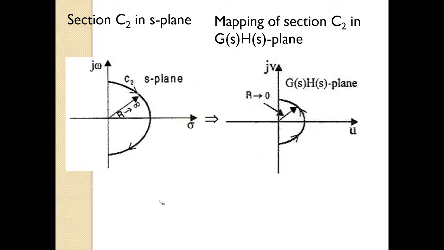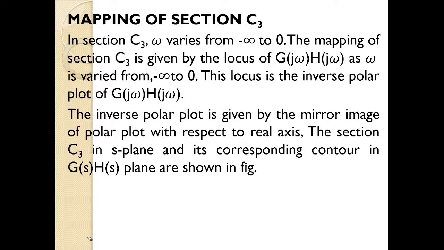Okay, now let us go to the mapping of section C3. The easiest part in the Nyquist contour is always the mapping of section C3. Why? Because it is the mirror image of section C1. In section C1, omega varies from 0 to plus infinity, whereas in section C3, omega varies from minus infinity to 0, just opposite of C1. So C3 is always the mirror image of C1.